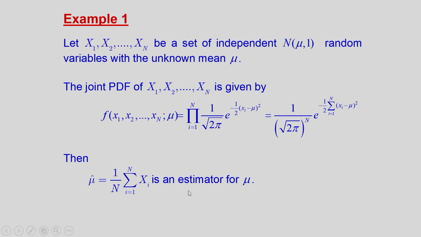It does not involve any unknown parameter, and it is a function of these random variables. So, it is an estimator for mu. But the question will arise how we can get such an estimator.